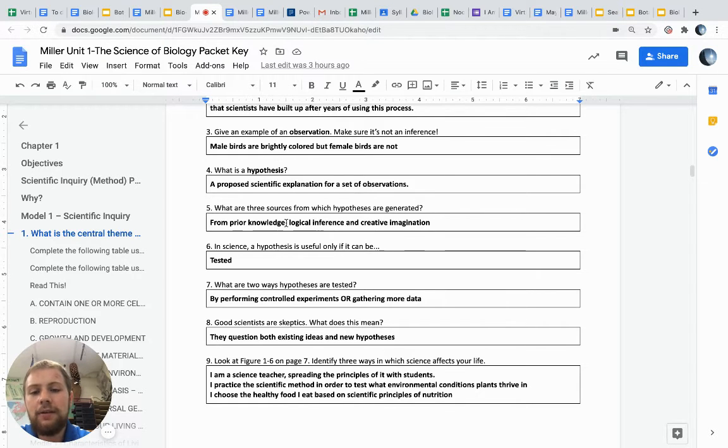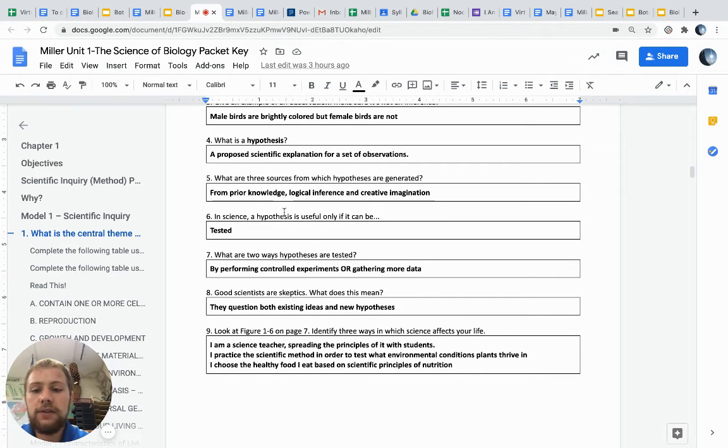So I might have some background knowledge on birds, on their color patterns and the behavior that they display during mating. I can use logic to determine that if males are competing, they must be essentially trying to one-up each other with their appearance, perhaps. And then I could also just have come up with that using my imagination. Like before there was any evidence that that was the case, somebody probably just thought, well, maybe that could be the reason. So hypotheses can be generated from all of these sources.